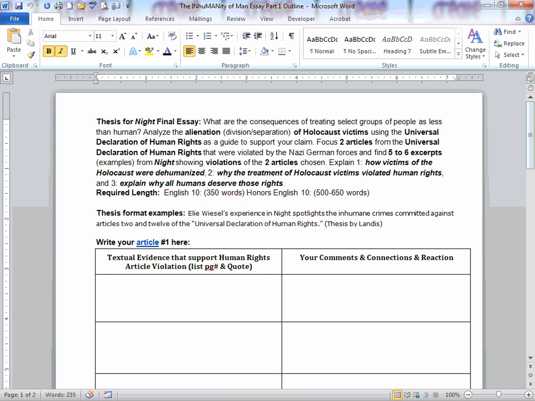The essay: what are the consequences of treating select groups of people as less than human? You're going to analyze the alienation of Holocaust victims using the Universal Declaration of Human Rights, or as I like to call it, the UDHR, as a guide to support your claim. Focus. Choose 2 articles from the UDHR that were violated by the Nazi German citizens, and find 5 to 6 examples. Of course, you don't have to find 5, and depending on your class, you don't have to do 2. You may only have to do 1.